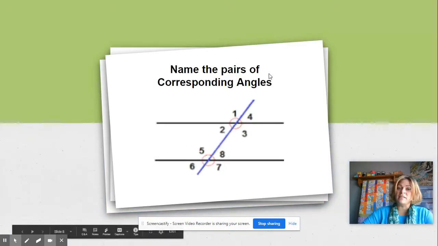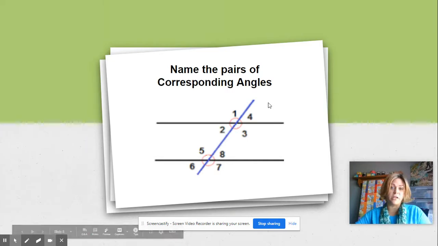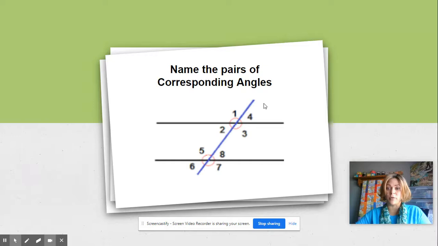Okay, name the pairs of corresponding angles. Now you can do this if you know what corresponding angles are, but if you don't know what they are, I'm going to explain them to you. Corresponding angles are in the exact same location on the other parallel line. So we'll just say top parallel line, bottom parallel line. Whether they're parallel or not, they're still called corresponding.